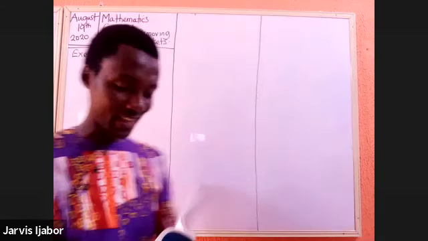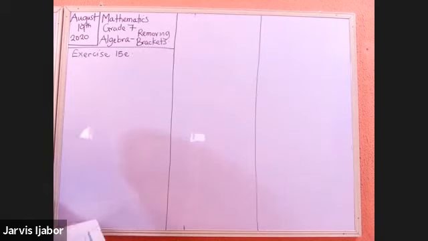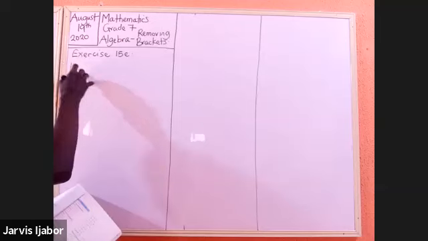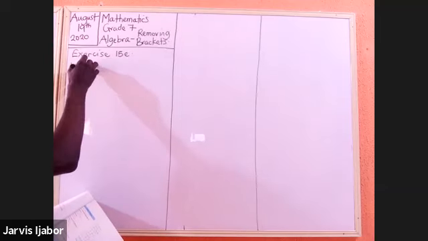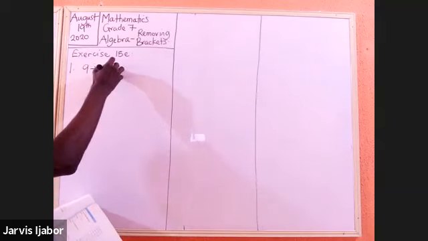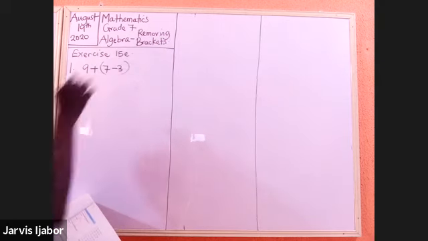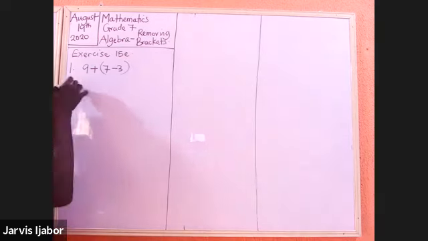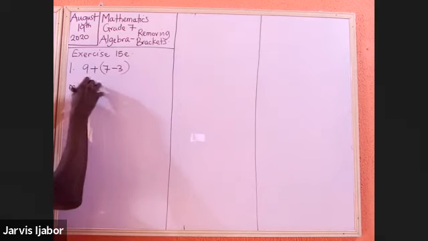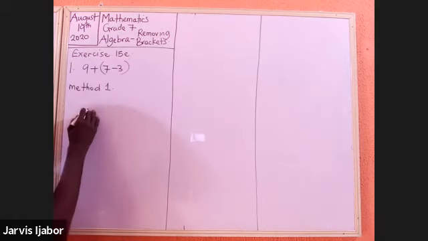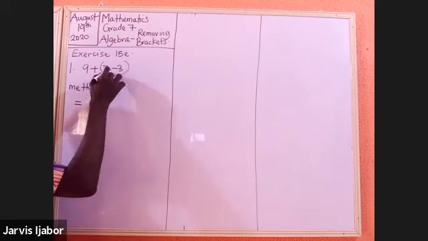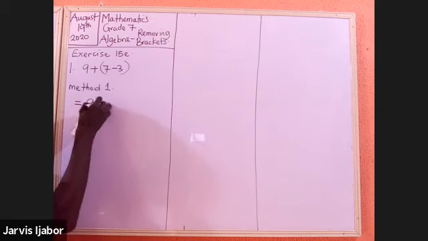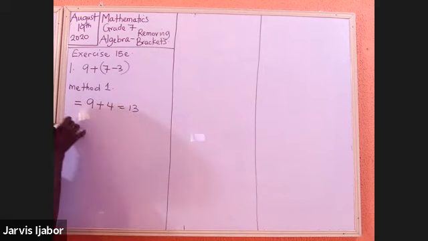Now in exercise 15E, you will discover that there are two methods of solving these questions. If you look at question 1, you have 9 plus, bracket open, 7 minus 3. Now, method 1 would involve you taking care of this bracket first, and that will become 9 plus 4, and that will be 13.